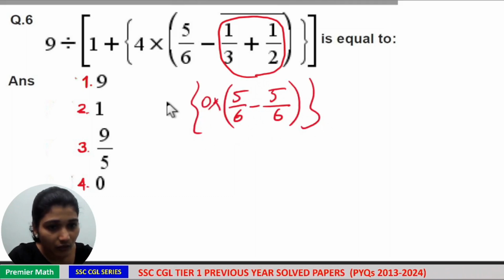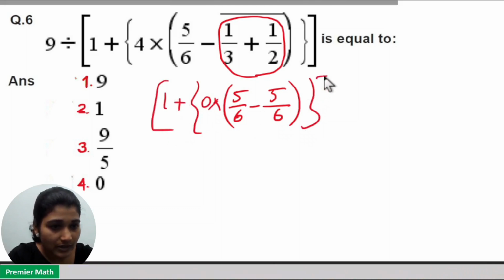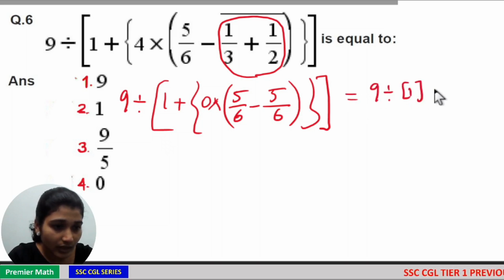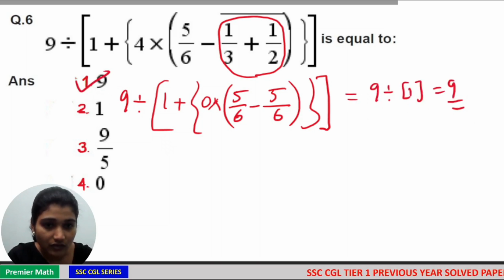And here we have 1 plus. So 1 plus 0 inside the square bracket, and here 9 divided by 1. So 9 divided by 1 equal to 9. Option 1 is your answer.